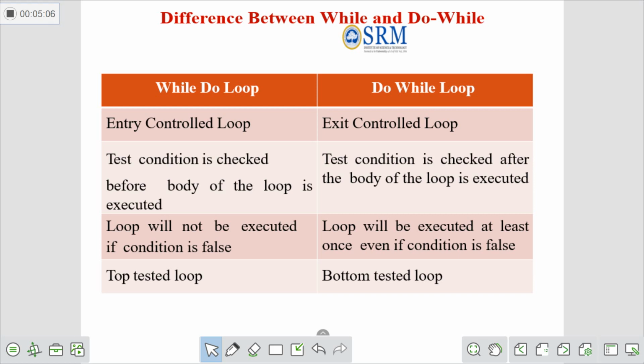In a while loop, the loop will not be executed if the condition is false, isn't it? Because here we are checking the condition first. So if the condition fails, nothing happens. That's all. The loop is terminated. So it's also called a top tested loop structure. Whereas the do while loop will be executed at least once even if the condition is false. Why? Because first it executes the statement, later the condition checking happens. So it is called a bottom tested loop structure.